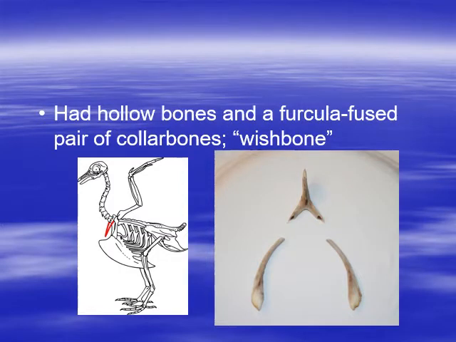Archaeopteryx had hollow bones, just like today's birds, and it had a furcula, a fused pair of collar bones called a wishbone. So a furcula is that bone that holds the wishbone together at the collarbone. You're probably familiar with that from a turkey or something like that. Archaeopteryx has this, and today's modern birds have that wishbone as well. So that's something that shows that they're closely related to each other.